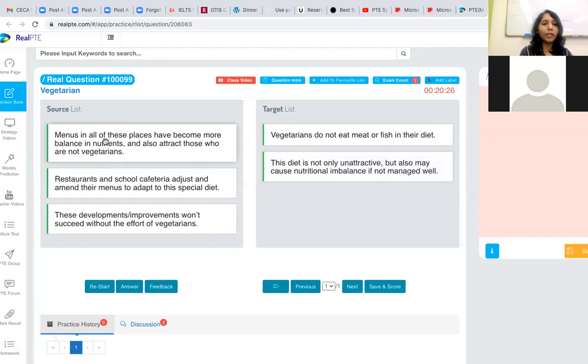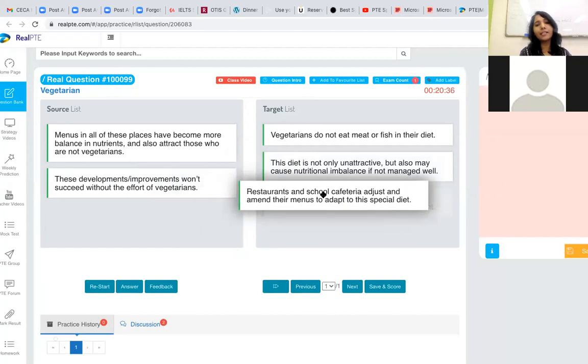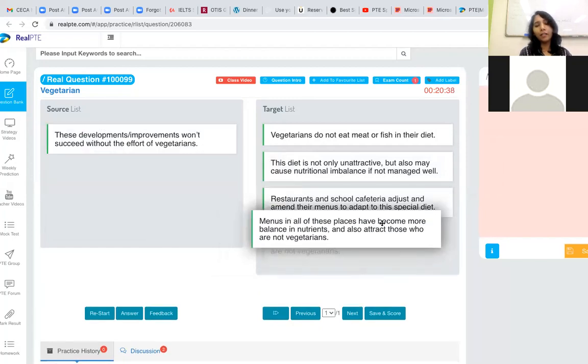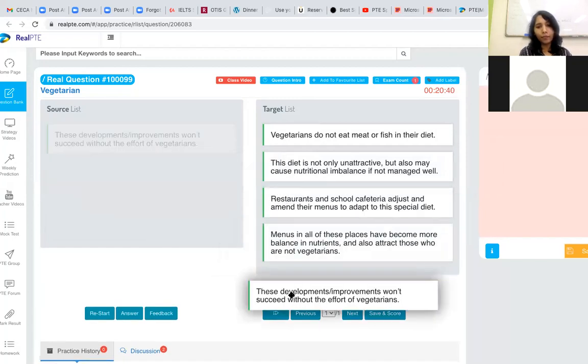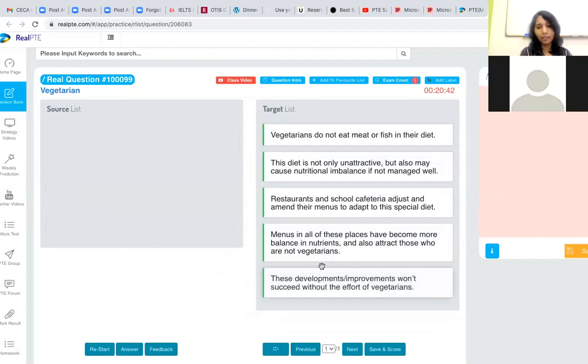Then menu in all of these places. These is a pronoun, and these means more than one place. So go looking for it. This is the noun, restaurants and school cafeteria. So the noun sentence goes first, followed by the pronoun sentence. And then these, again, is followed by the pronoun sentence. Okay, so that's how we pair them together. That's one approach to pair your reorder paragraph together.